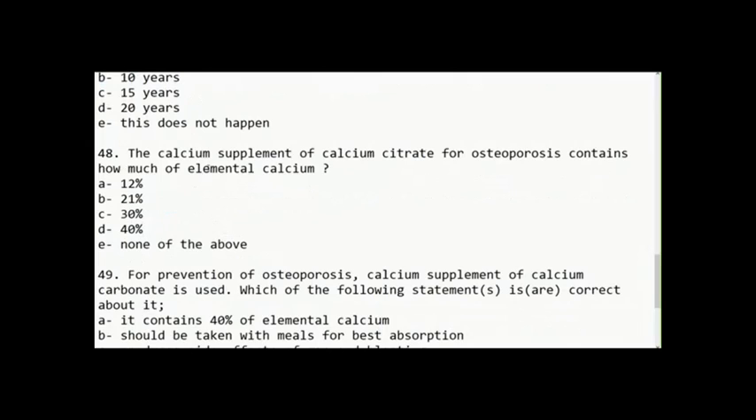Now the 8th MCQ, the calcium supplement of calcium citrate for osteoporosis contains how much of elemental calcium? Actually the supplement that comes of calcium citrate is 21%. So the correct option is B. It is 21% calcium citrate. So it means if we have 100 gram of calcium citrate, then in this only 21 gram is elemental calcium.